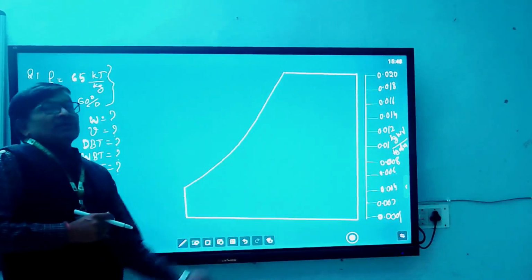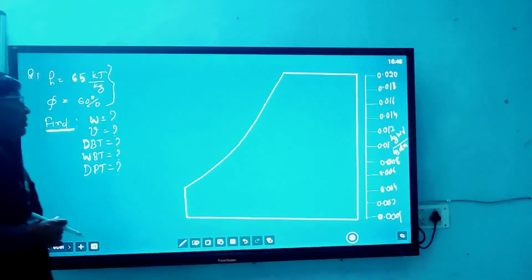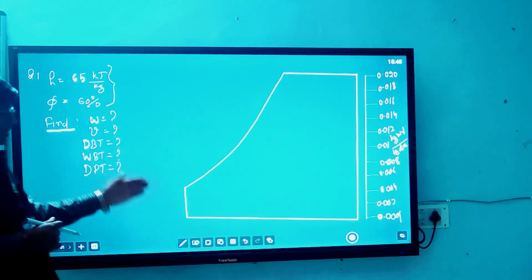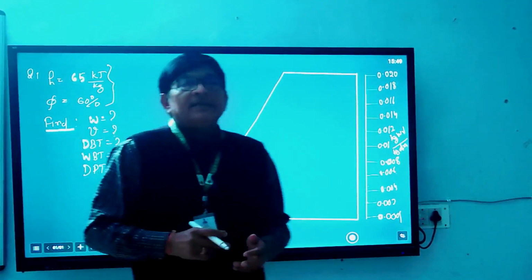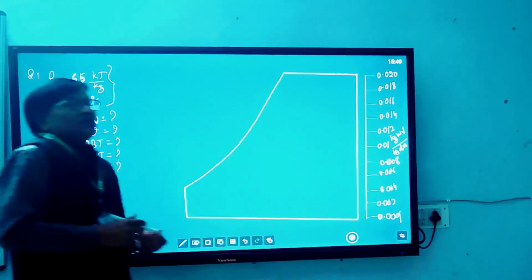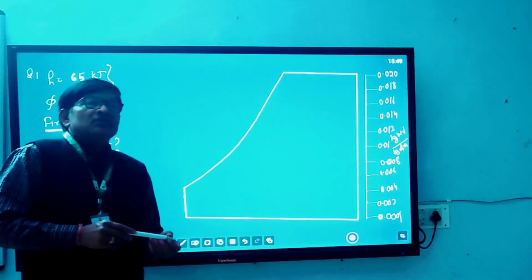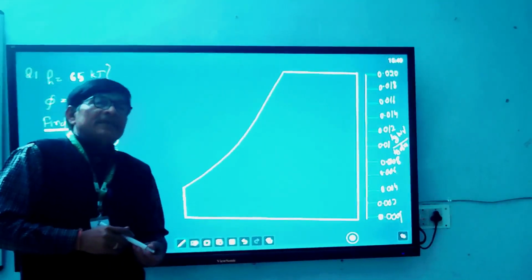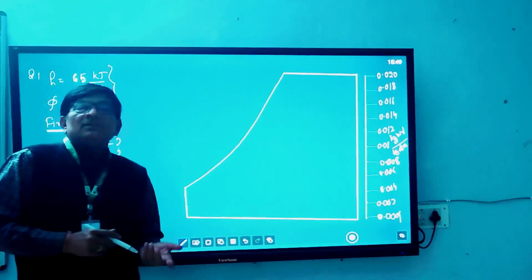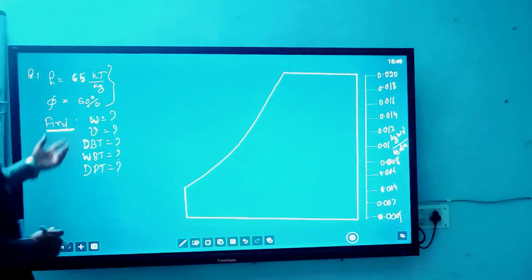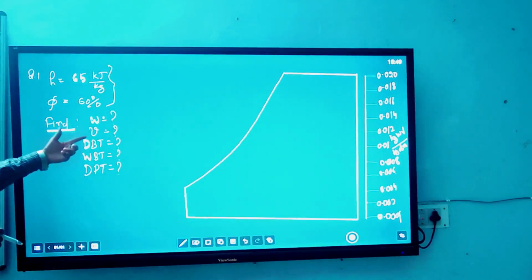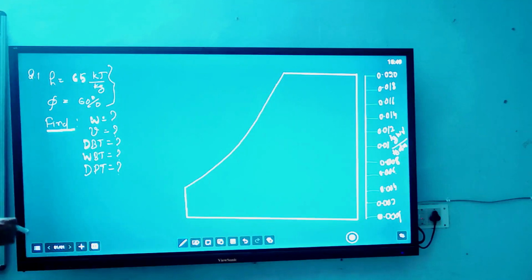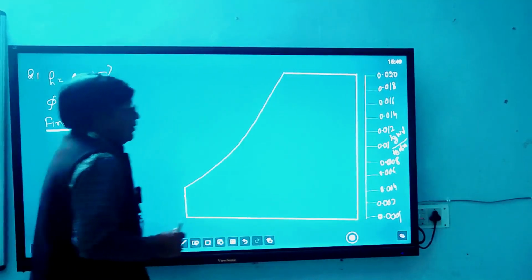This is the chart's vertical axis, and then we will also draw different lines. Dry bulb temperature is the temperature of air at a given condition. We will also draw wet bulb temperature, specific volume, relative humidity, and then enthalpy. And from these lines, we then find out different values: omega, specific volume, dry bulb temperature, wet bulb temperature, and dew point temperature. So first we draw vertical lines.